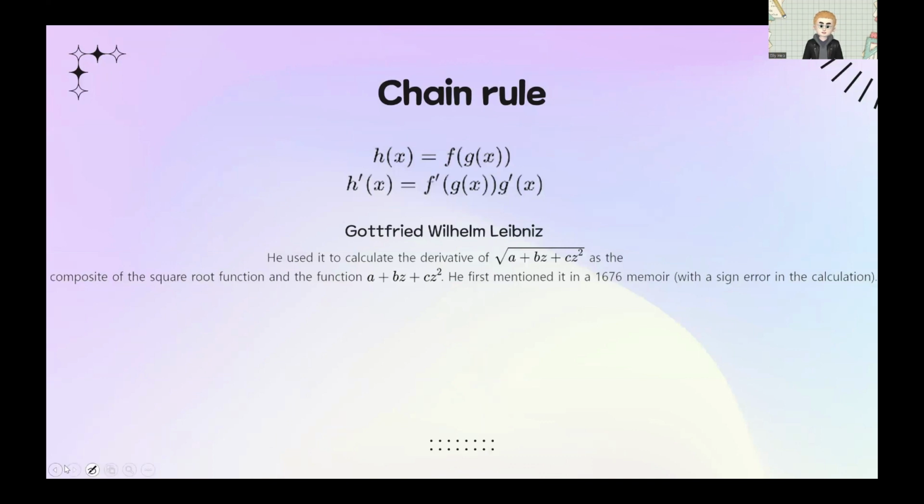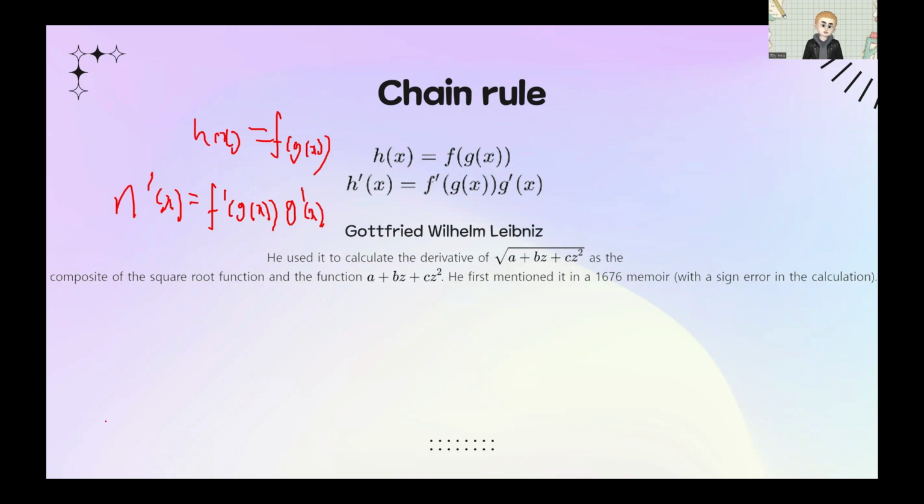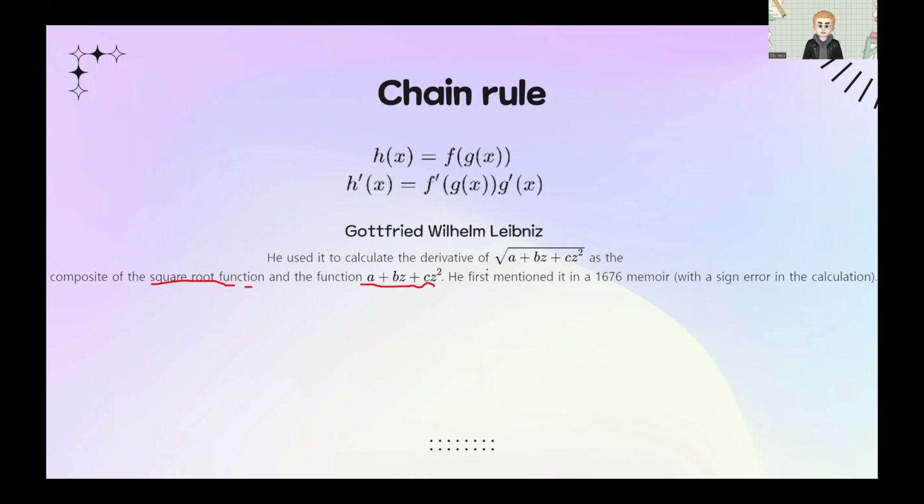The chain rule says that if h(x) equals f(g(x)), then h prime of x equals f prime of g(x) times g prime of x. The chain rule was first used by Gottfried Wilhelm Leibniz, who used it to calculate the derivative of the square root of a plus bz plus cz squared as the composite of the square root function and the function a plus bz plus cz squared. He first mentioned it in a 1676 memoir, with a sign of an error in the calculation.